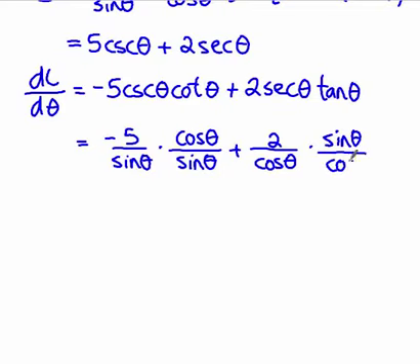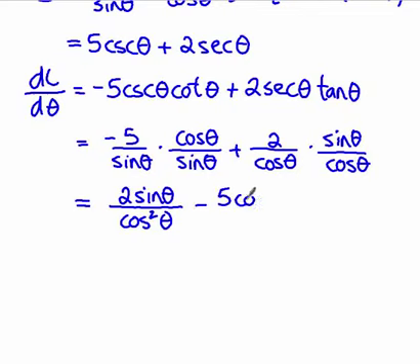And now I've got everything in terms of the more familiar sines and cosines. And I could put this together a bit. I'm going to write the positive one first. So I've got here 2 sine theta over cos squared theta and minus 5 cos theta over sine squared theta.